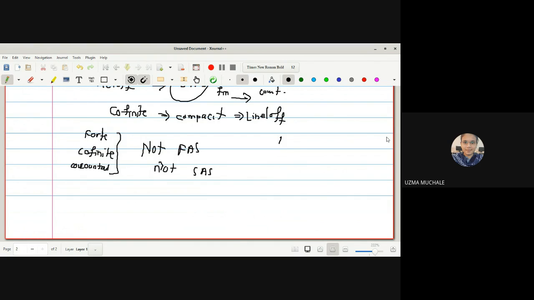Then we have seen the definition of a separable space. So what is a separable space? Separable space is the thing that there should exist a countable dense subset in X. There should exist a countable dense subset in X.